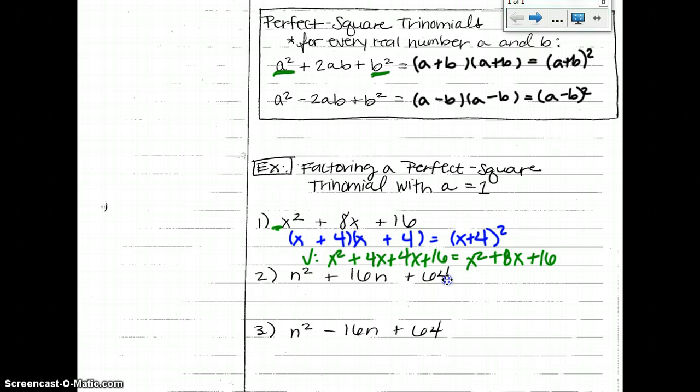Okay, for our next example, I'm going to just simply use the formula. So the square root of n squared equals our a, and the square root of 64 equals b. Okay, using the formula, the square root of n squared is n. The square root of 64 is 8.